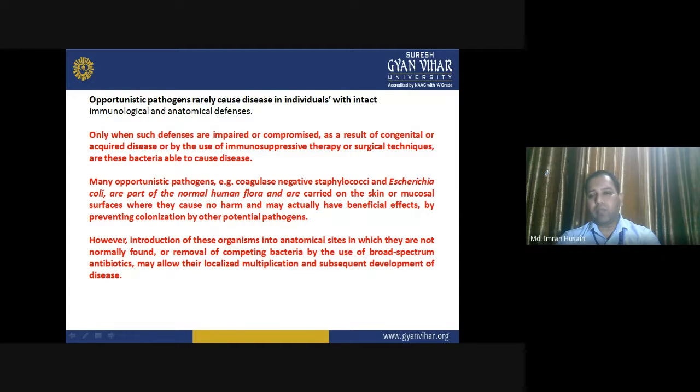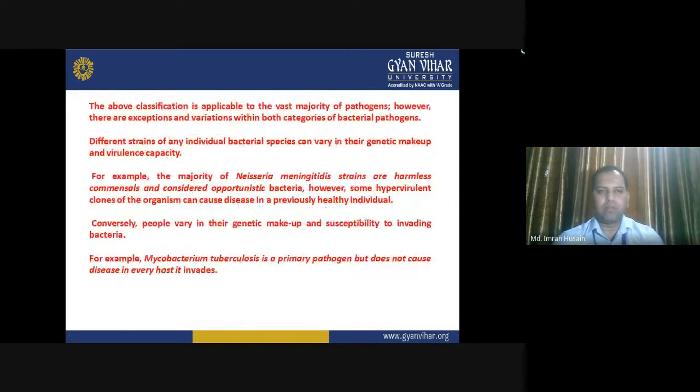removal of competing bacteria, that leads towards the removal of microbiota that is normally found on the skin by the use of broad spectrum antibiotics. Antibiotics do not differentiate between the microbiota of the skin and the pathogen. So it allows the localized multiplication and subsequent development of these diseases. So these pathogenic microorganisms do get a chance in the long run to establish themselves.